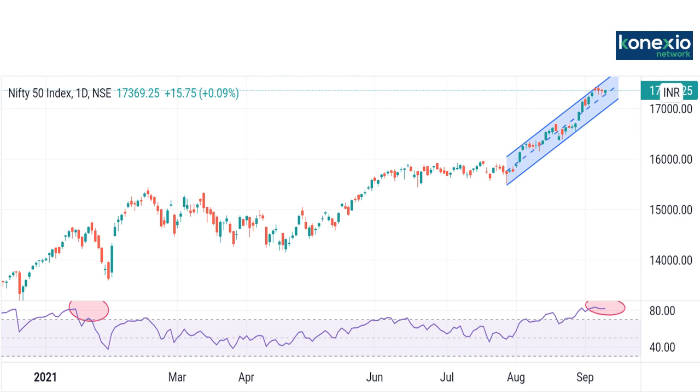The important supports in the Nifty are placed at 17,254, then the next support at 17,147, and the third support at 16,951. On the upside, the first resistance is placed at 17,436, then the next resistance at 17,610, and the third resistance at 17,786. So these are the crucial support and resistance levels in the Nifty.